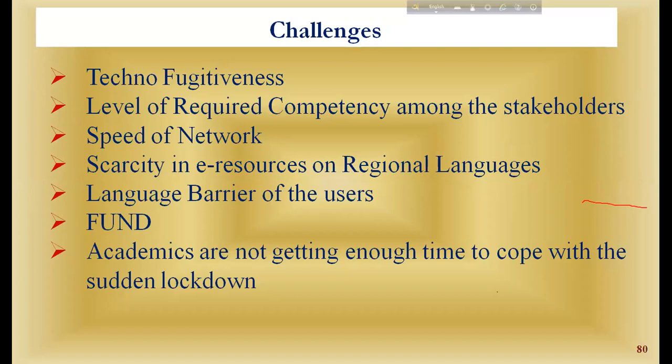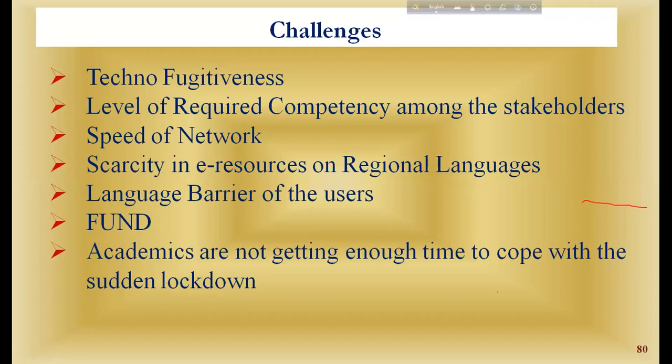You see, like rural wealth, we are having techno-fugitiveness of the audience, level of required competency among the stakeholders, speed of the network and bandwidth very poor on the campus, scarcity in e-resources on regional languages, language barrier of the users, particularly students, then funds, it's a big problem. That's why I am putting it in the capital data. It's a capital problem of any institute today to run and procure the resources, that is fund.